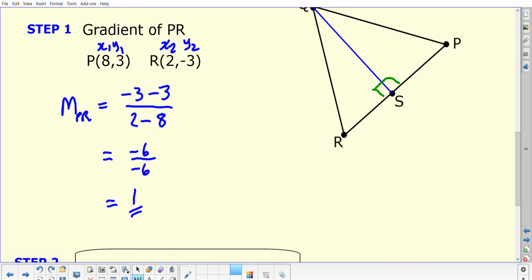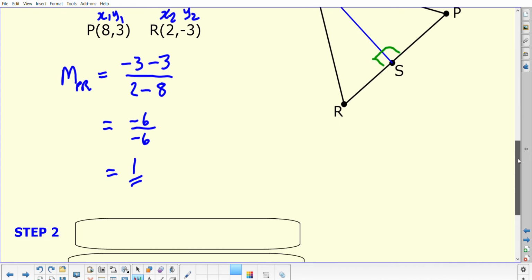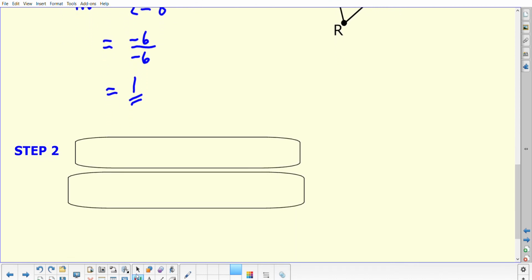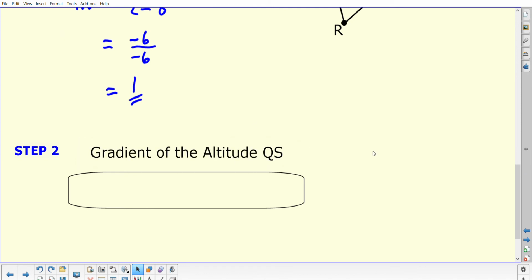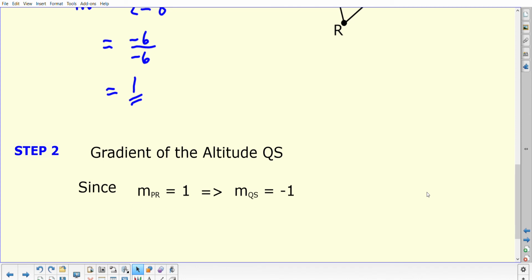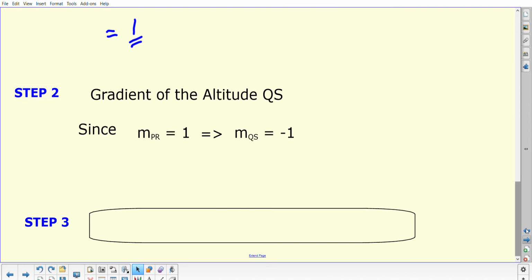And that's my first step, and if this was an exam question, that's what would earn me the first mark. The second step, once I've got that gradient, I'm ultimately looking to get the gradient of the altitude, and remember that's using the perpendicular property. Because we know the gradient of PR is 1, that tells us that the gradient of our altitude, QS, will be -1, using the perpendicular property, which is if we multiplied them together, M gradient of PR times the gradient of QS, because they're perpendicular to each other, we need it to be equal to -1.